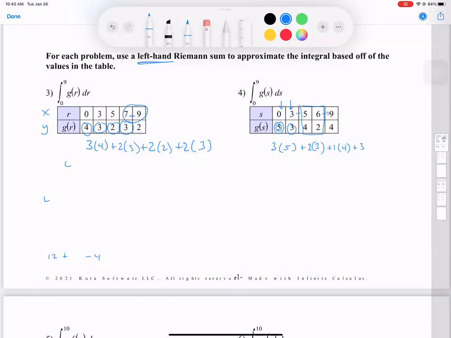Between 3 and 9, the base is 3, and the left side is going to be 2.